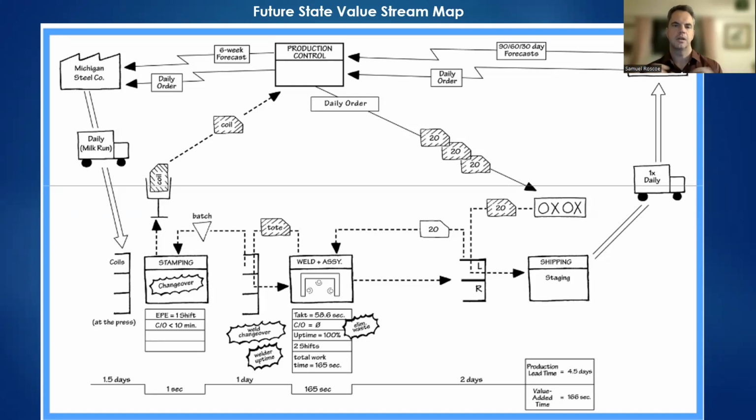I'll talk you through that, because what we're doing here, instead of pushing inventory through our system, is what this particular value-adding tool says: we actually want to pull orders through our system. And the idea there is that our customer sets the pace of the operation. So if we have daily milk runs into our customer, we should be shipping out every day.